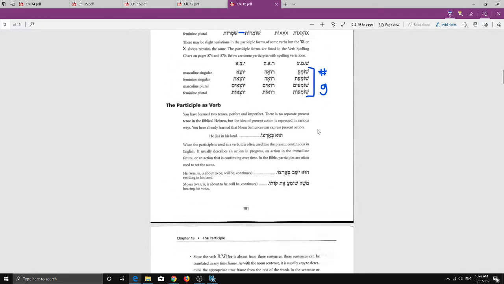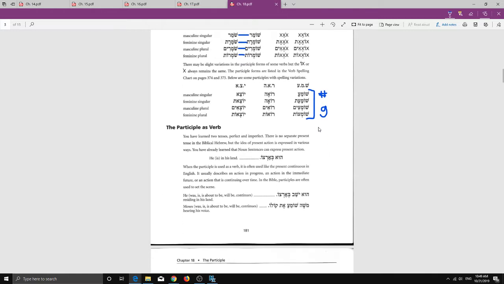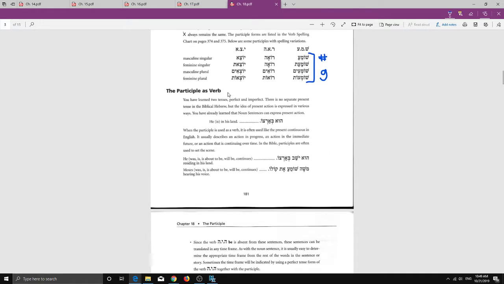Okay, in the next few sections, we're going to break down the different ways we can use a participle. Remember that's as a verb, as an adjective, and as a noun. Now, an active participle as a verb will generally have that -ing sense to it.